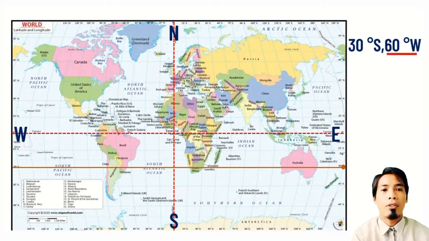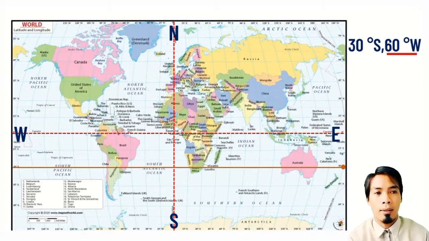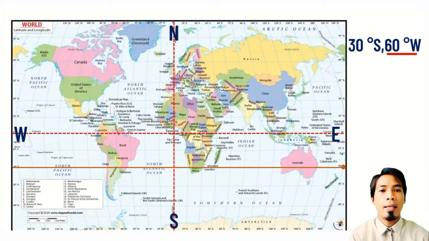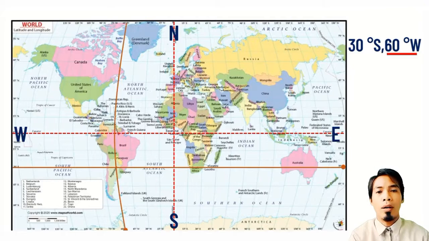The next step is to find the location of the longitude. Again, we need to specify the hemisphere it is located in. The given longitude is 60 degrees west. Therefore, we are going to locate it on the left side of the prime meridian. We need to determine the value of the longitude. In this example, it is 60 degrees. From this point, we will draw a vertical line. The point where the horizontal and vertical lines intersect is the place that we are looking for.